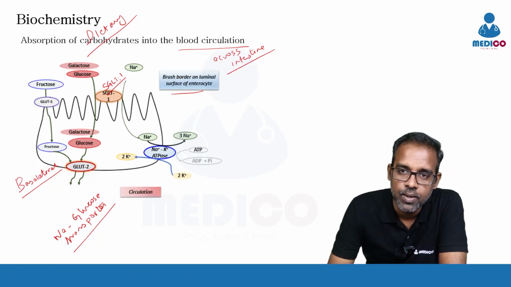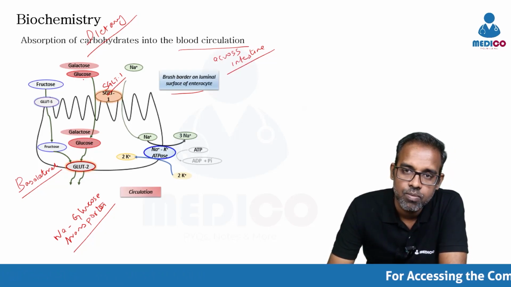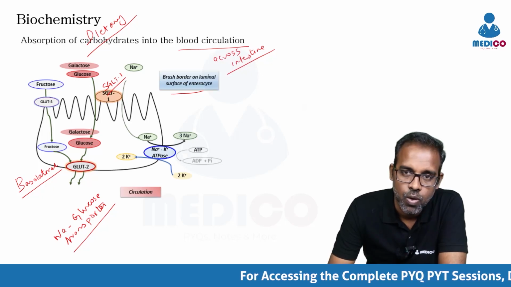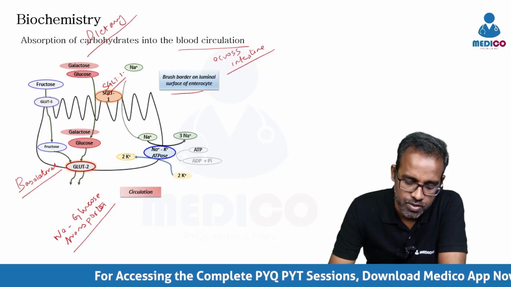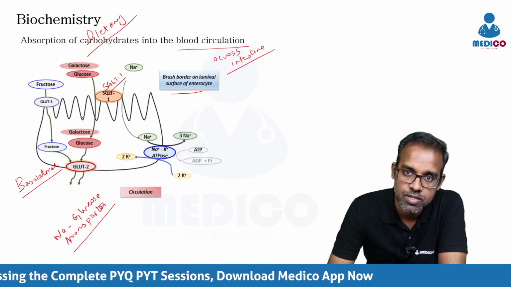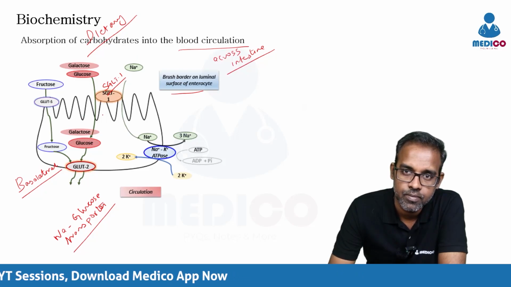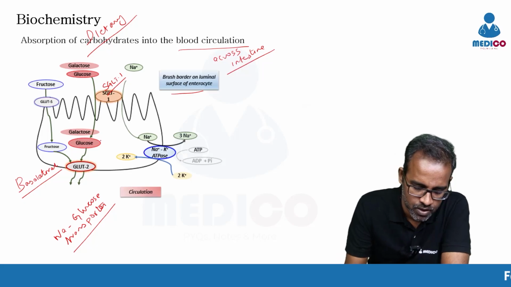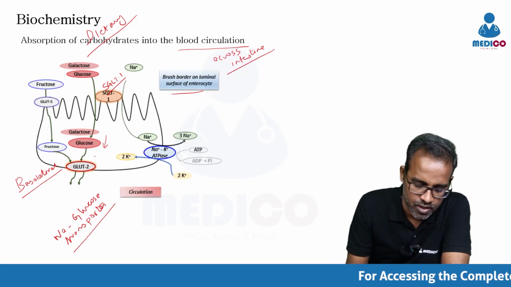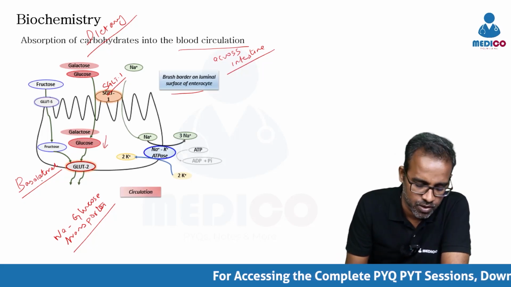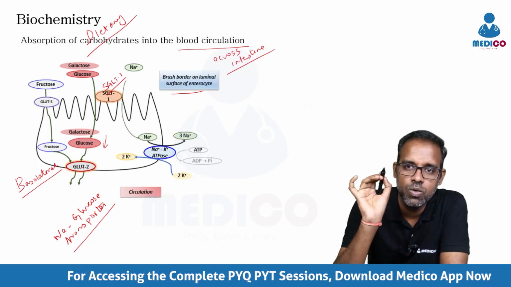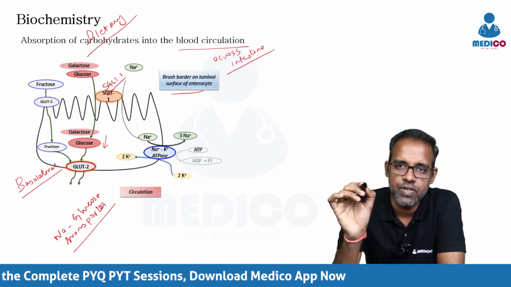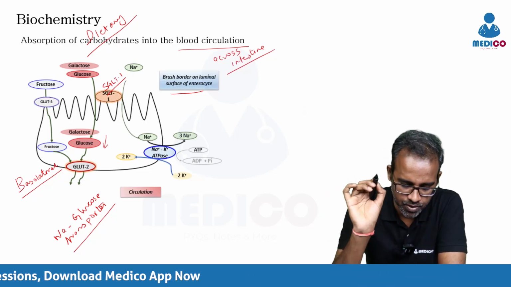So this SGLT1 will absorb glucose into the enterocyte. How does this function? This is a co-transporter. Whenever one glucose molecule enters, sodium also will enter. So sodium and glucose enter into the enterocyte. Once the glucose is inside the enterocyte, it comes out through GLUT2, which is present on the basolateral aspect. GLUT2 is glucose transporter 2, a facilitated diffusion transporter.